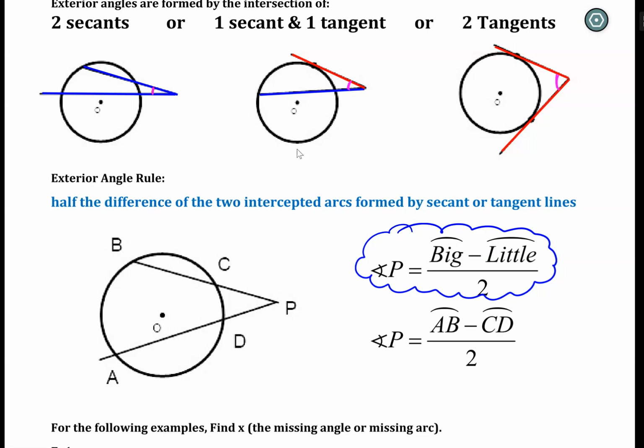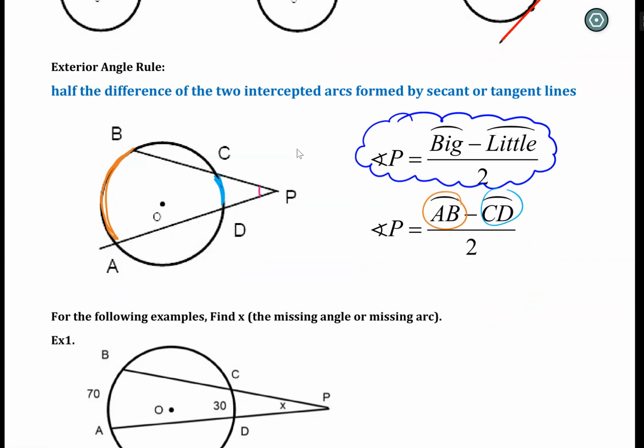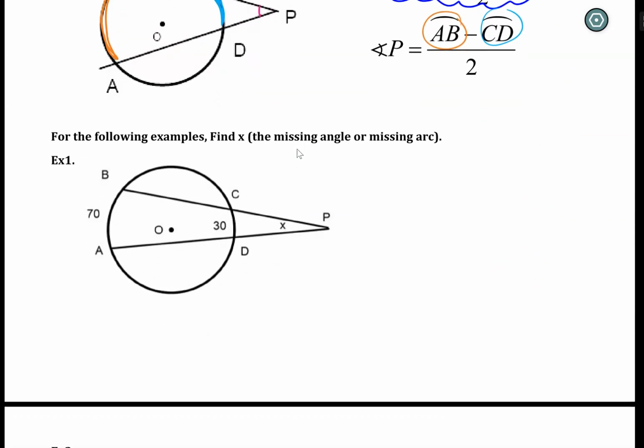In this particular example, we've got the big arc, which is AB, right here. And we've got the smaller arc, which is CD, which is here. All we're doing is subtracting them and dividing by 2, and that will give the value of that exterior angle, in this example P. All right, let's do some practice problems to see how this can be done. The good thing is, as long as you can identify that you have secants and/or tangents and that an exterior angle exists, then this rule can be applied.